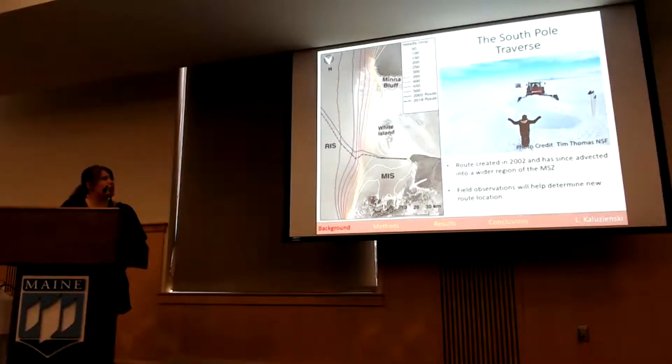And the McMurdo Shear Zone region, even though it's heavily crevassed, all the crevasses are beneath snow bridges. So to mitigate the hazards of crevasses, they open up the crevasses with explosions every year, and then they fill them in with snow. So it takes a lot of effort to do so. Another key point I want to make is that because the ice shelf moves, the route itself is advected, and it's been advected into its current location as of 2019.